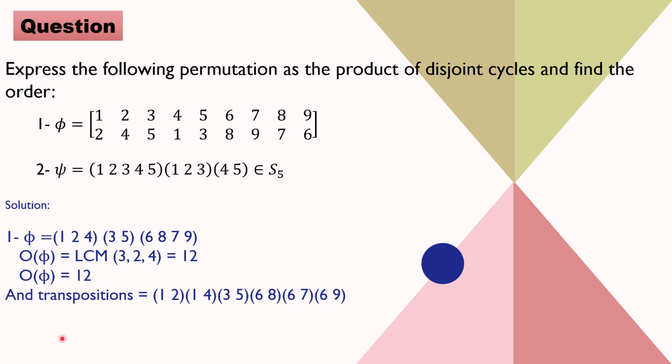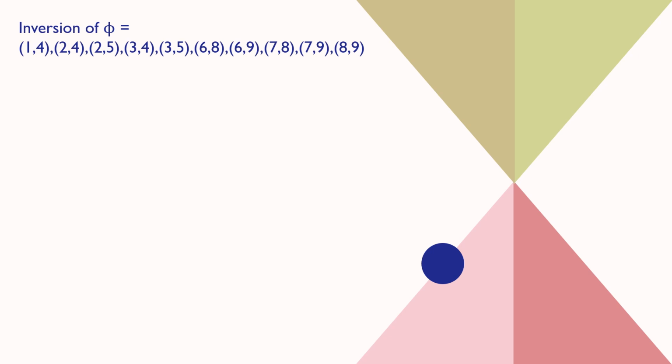For transpositions, it's the same thing. If the number of transpositions is even, the permutation is even. That is the case here. Since there are a total of 6 transpositions, the permutation is even. Next we talk about inversions.